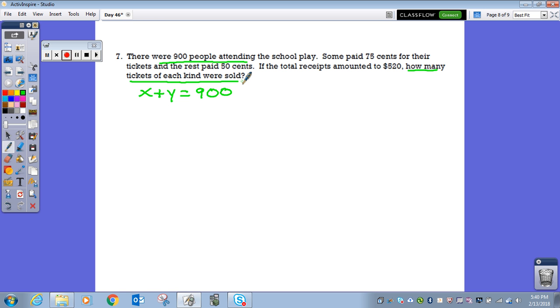So I have x, we're going to put up here somewhere, x equals 75-cent tickets, and y is equal to 50-cent tickets. Make sure you write this, please, so that you know what x and y are. X is 75-cent tickets, y is 50-cent tickets. So I have x plus y, the total number of tickets. That's obviously going to equal 900 because there are 900 total people attending the school play.